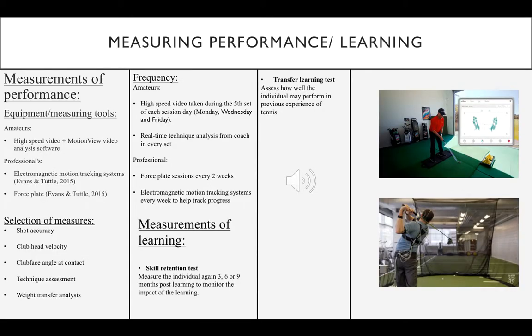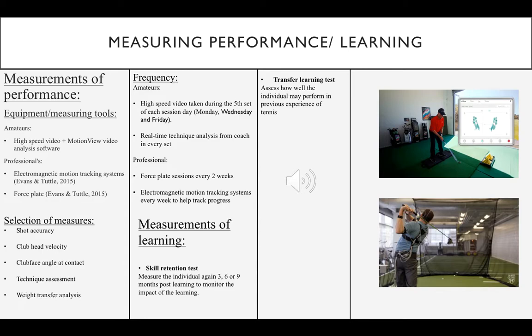Here we have some strategies used to measure the participant's level of performance in learning. Measuring performance includes tools such as high-speed videoing for amateurs as well as force plate usage for professional golfers, just to mention a few. Both measuring tools are used to distinguish the individual's shot accuracy, club head velocity, technique, etc.